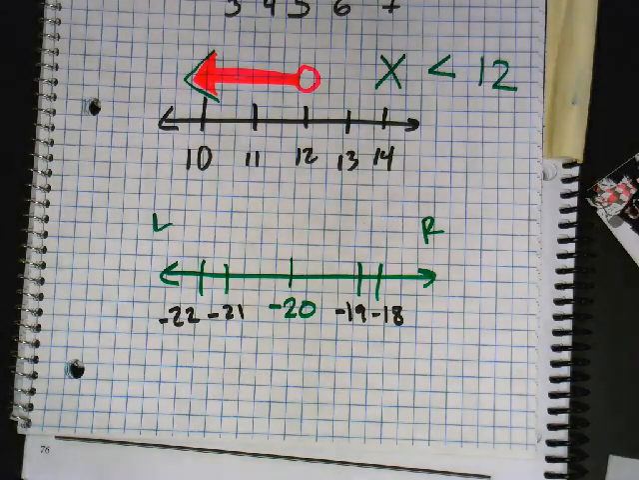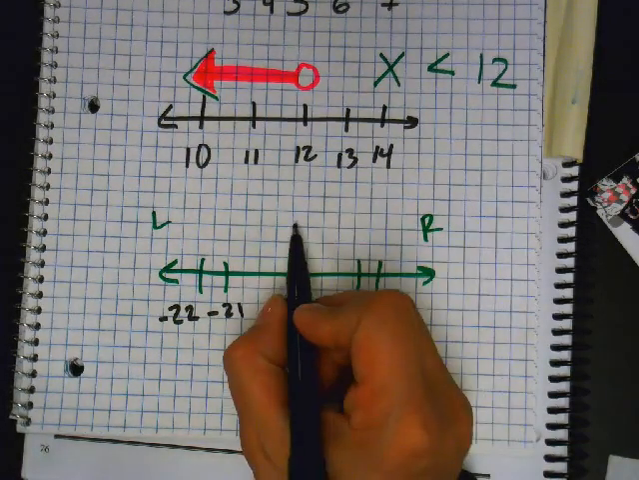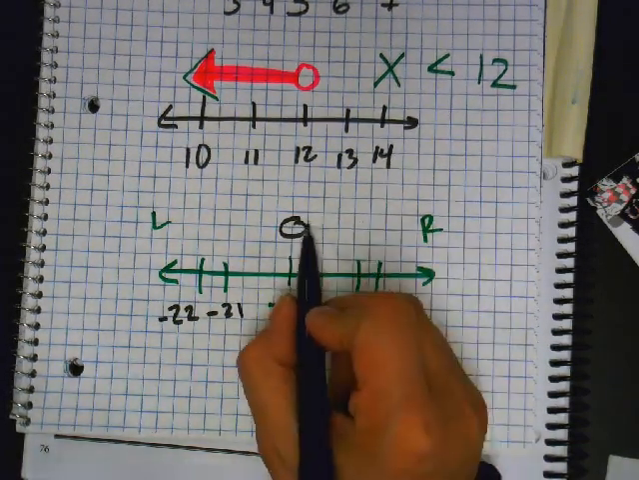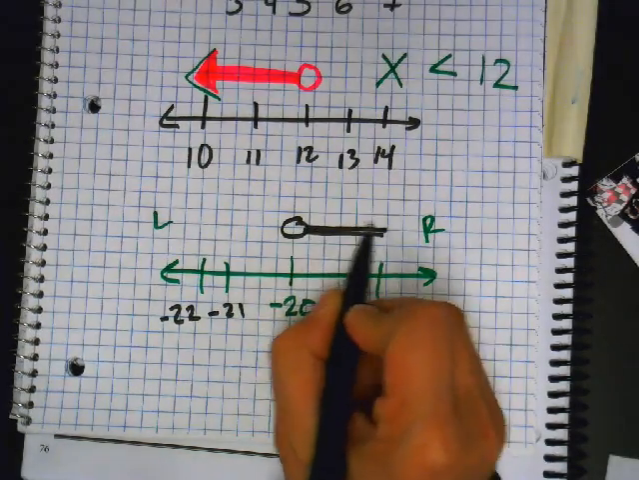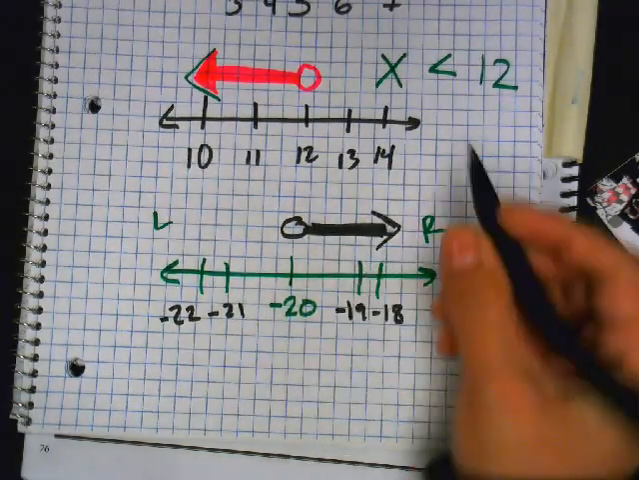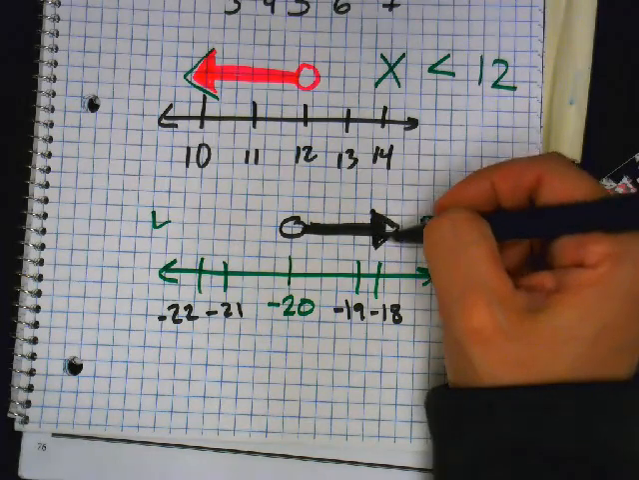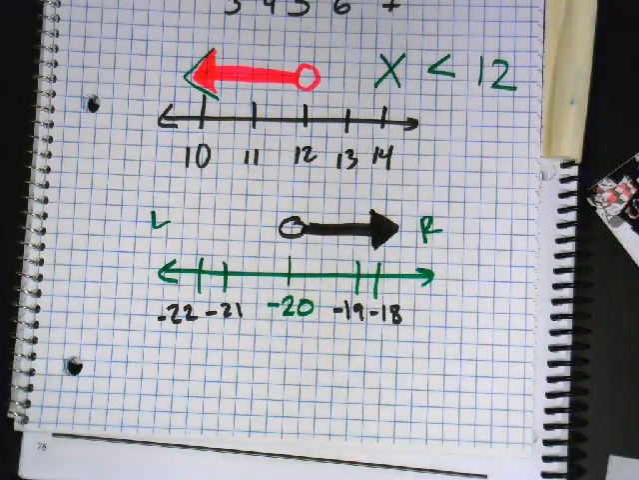All right, open or closed? Open. Left or right? Right. All right. You're telling me what to draw, so it doesn't matter. It's very easy to write down the inequalities.